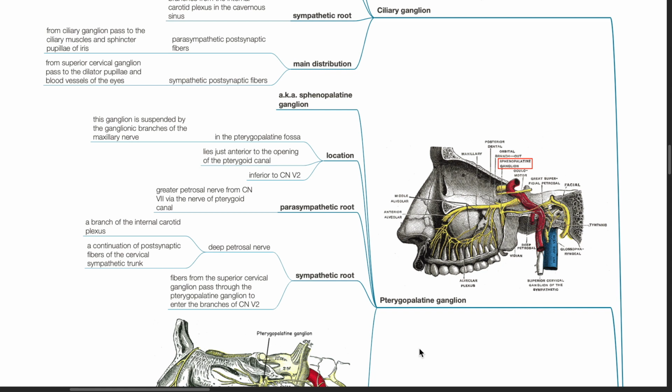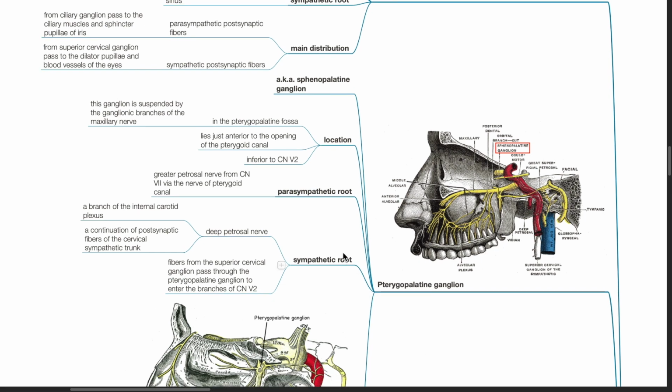Its parasympathetic root is the greater petrosal nerve from cranial nerve 7 via the nerve of the pterygoid canal. Its sympathetic root is the deep petrosal nerve, which is a branch of the internal carotid plexus, a continuation of postsynaptic fibers of the cervical sympathetic trunk. Fibers from the superior cervical ganglion pass through the pterygopalatine ganglion to enter the branches of cranial nerve V2.